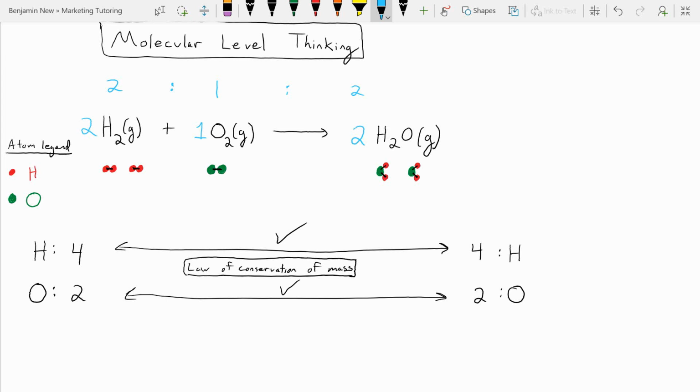And similarly on a mole-to-mole basis. A mole just means there's a really, really large number. So we have 2 moles of hydrogen for every 1 mole of oxygen that we consume, and we're going to produce 2 moles of water.